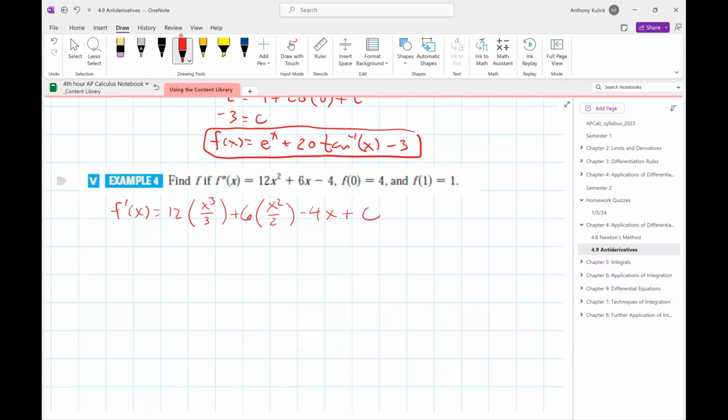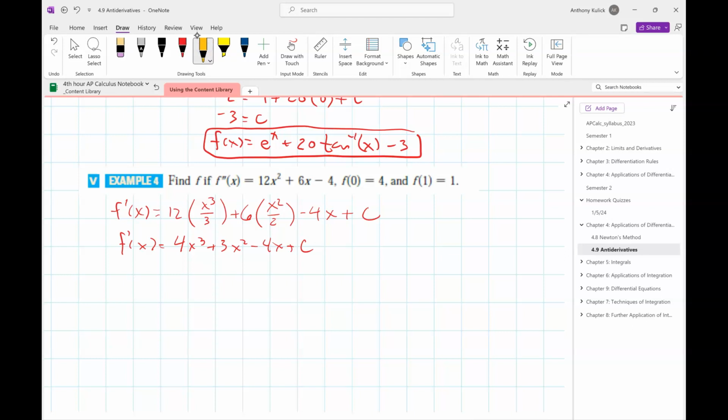Now, notice I don't know anything about f prime. I don't know anything about the first derivative, so I can't solve for c here. Okay. Well, let's clean that up a little bit, right? That'll make life easier. So it's 4x cubed plus 3x squared minus 4x plus c.